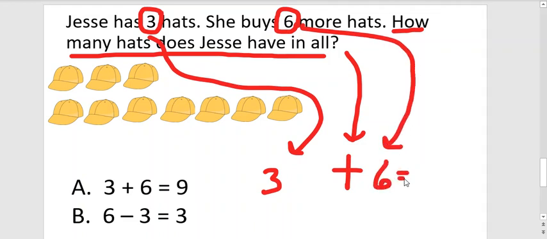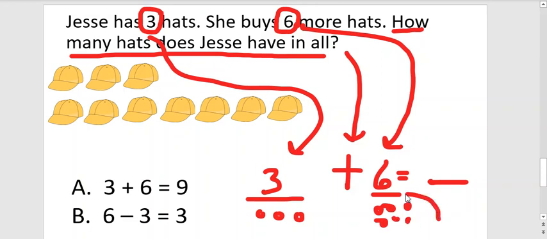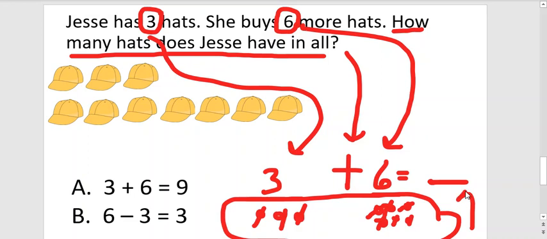What is 3 plus 6? I need to find my answer to that problem. And again, I'm going to make little circles to help me solve this problem. So I have to make 3 here. 1, 2, 3. And over here, I have to make 6. 1, 2, 3, 4, 5, 6. And then I have to count them all together. So I have 1, 2, 3, 4, 5, 6, 7, 8, and 9. So my answer for this problem is 9, and this is how you write 9. So 3 plus 6 equals 9.